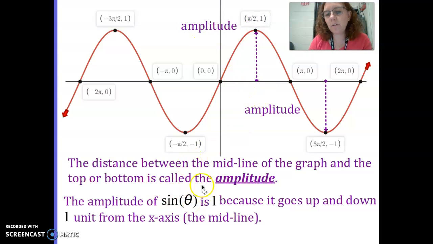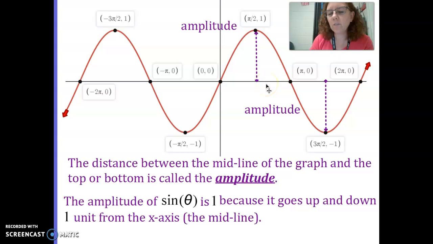So the amplitude of sine of theta is 1 because the distance from the x-axis to the top is 1. The distance from the x-axis to the bottom is also 1, right? The distance between 0 and -1 is a positive 1. Distance is a positive measurement. So because this distance is 1 and also this distance is 1, the amplitude in this case is 1. The x-axis here is our midline.